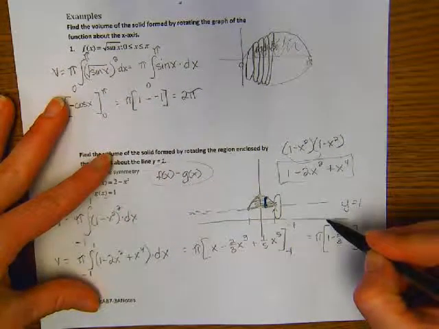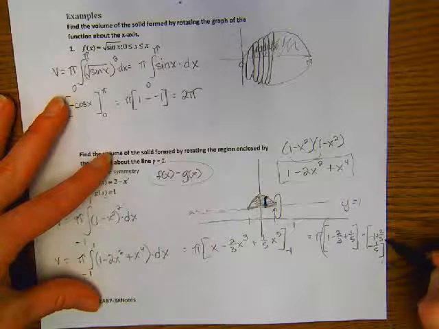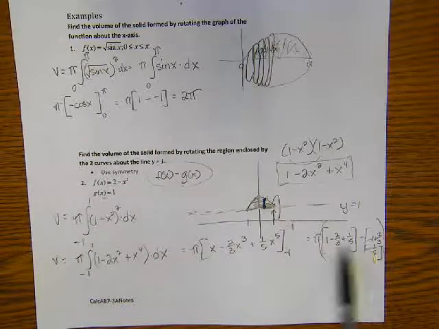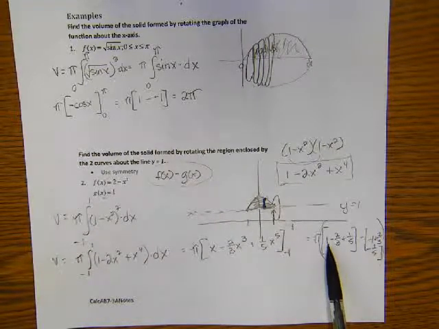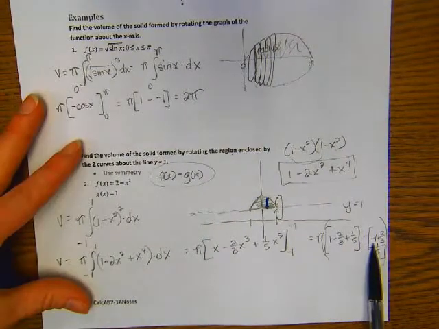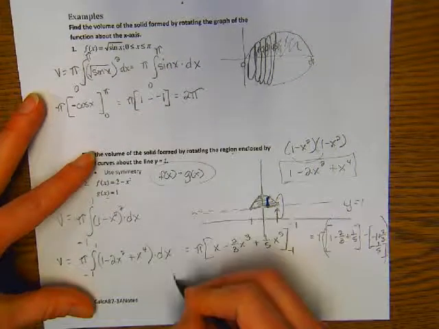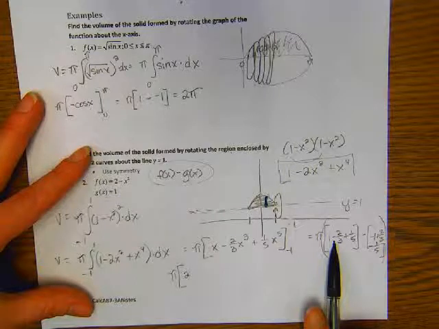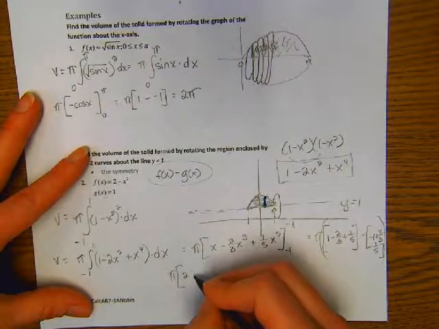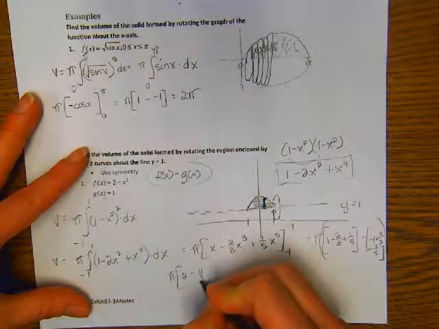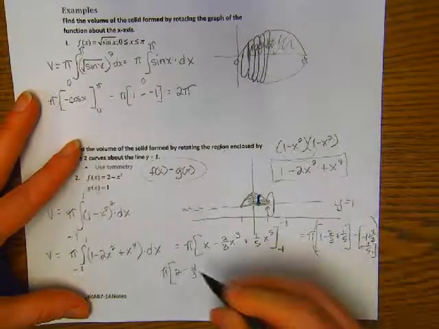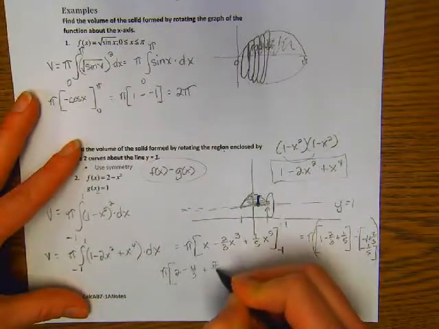And actually this pi is going to be around that whole thing. Okay, so what I see here is this is 1 minus -1. I'm just kind of piecing this together, which is what? 2. Minus 2/3 minus 2/3, that's minus 4/3. 1/5 minus a -1/5, that's plus 2/5.